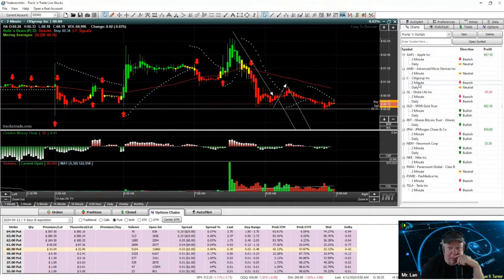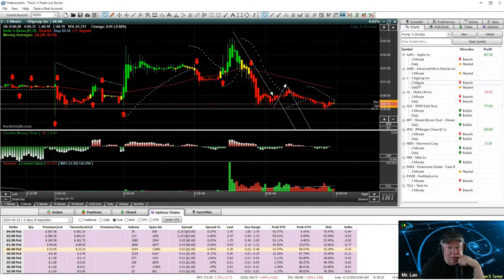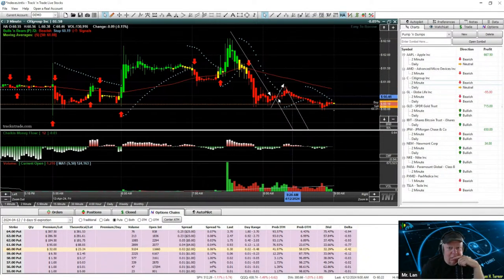Citigroup. What did we decide about Citigroup? We didn't decide anything. It's at the top of the trend. We don't want to be bullish on that thing. Oh, look, it broke right there. Broke the blue lights again. What does that mean? Means it's a dead sideways market.